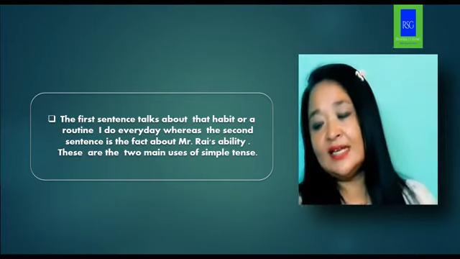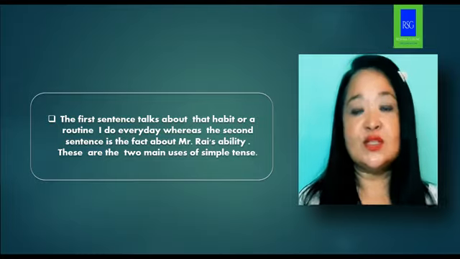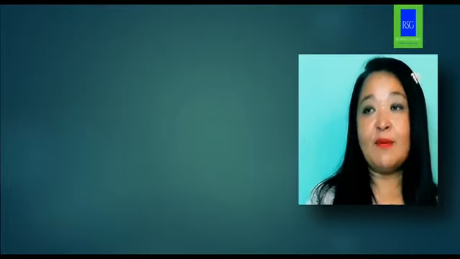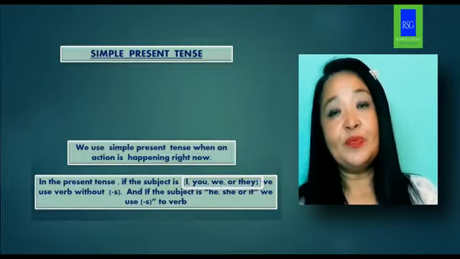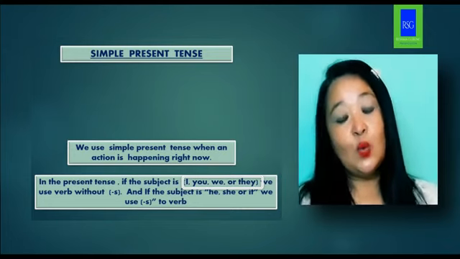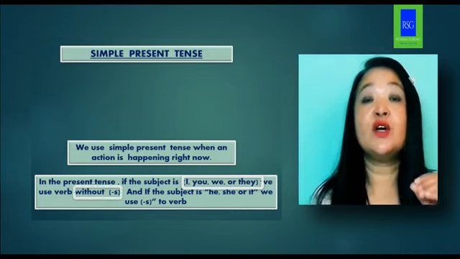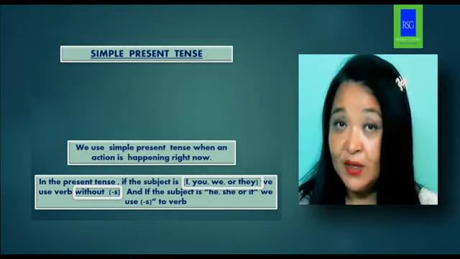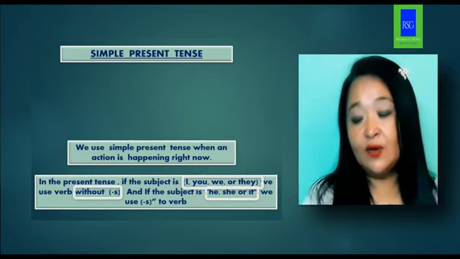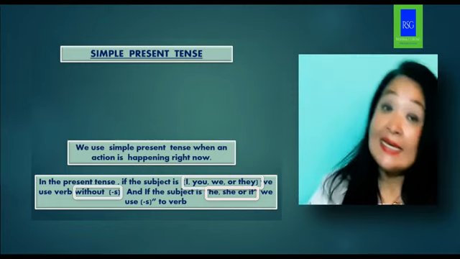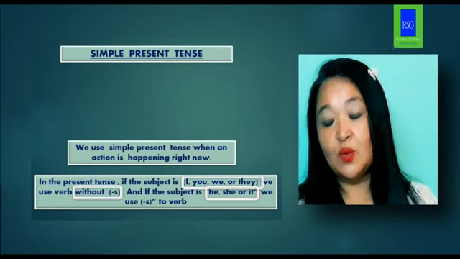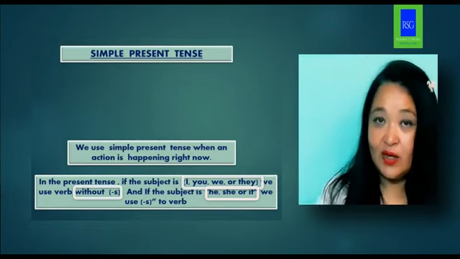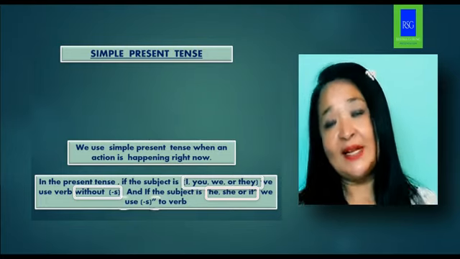So see, these are the two main uses of simple tense. Okay, it's not tenses, simple tense. So the main point that you have to remember here is that in present tense, if the subject is I, you, we or they, we have to use the verb without S. And in case the subject that you're using is he, she or it, then you have to use what? A verb with S. Okay, so that is simple present tense.